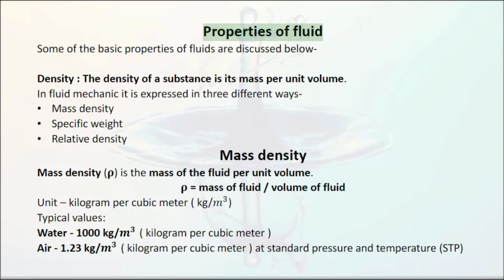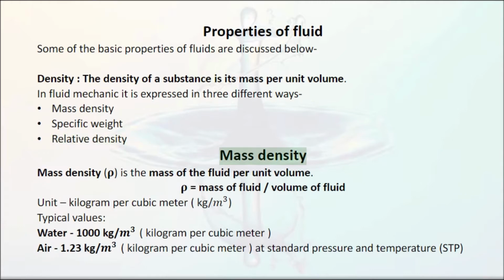Properties of fluid. Some of the basic properties of fluids are discussed below. Density. The density of a substance is its mass per unit volume. In fluid mechanics it is expressed in three different ways: mass density, specific weight, relative density.